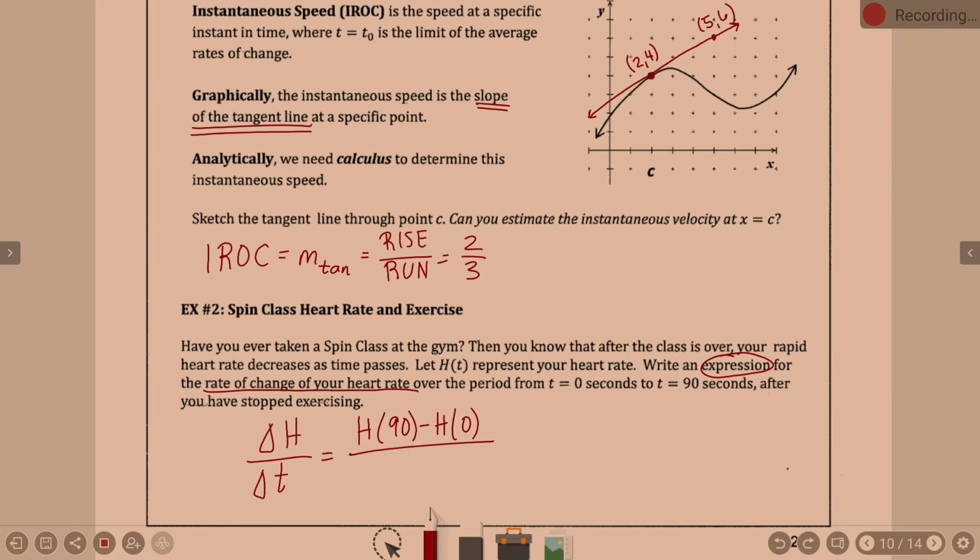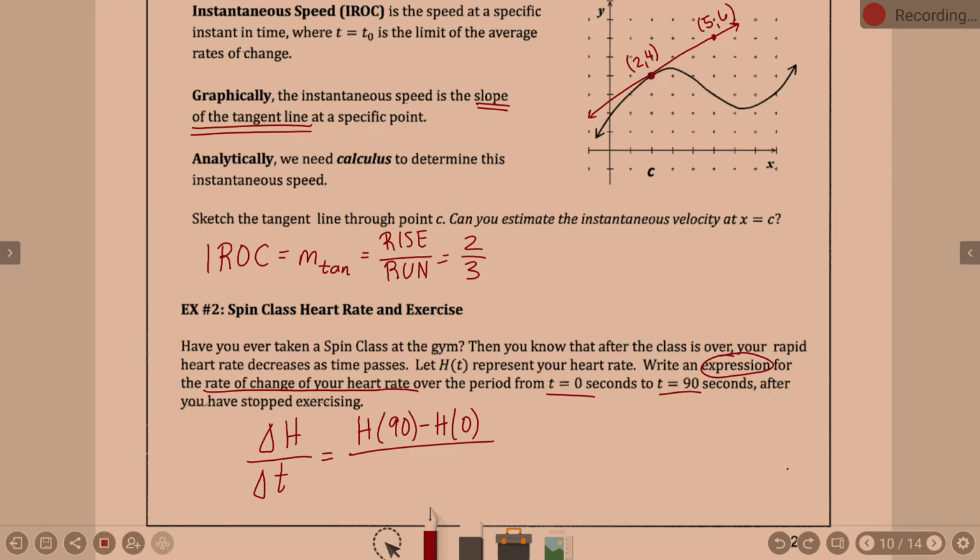Is your heart rate 0 at time 0? No, I hope not, is exactly the answer I'm going to say. So 0 does matter. The 0 is like the time, 0 seconds. They gave us the time frame to work with here, which is how I knew to use 0 and 90, because they said over the period from 0 to 90. Actually, shouldn't it be H of 0? No, because then you get a negative. And I hate working with negatives. Yeah, okay. Either way, it'll work out.